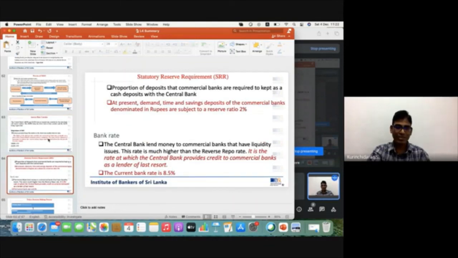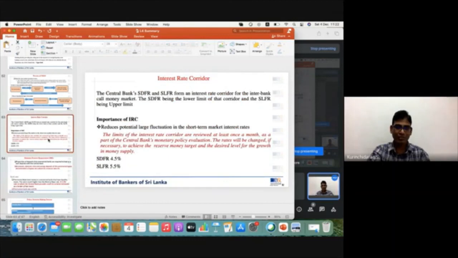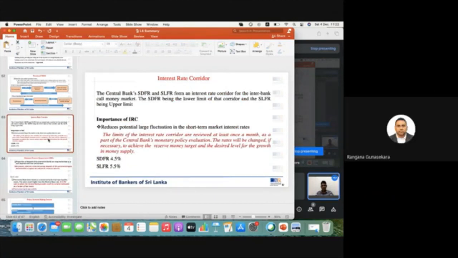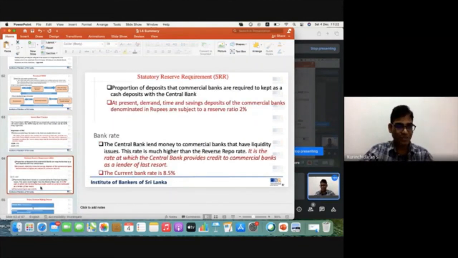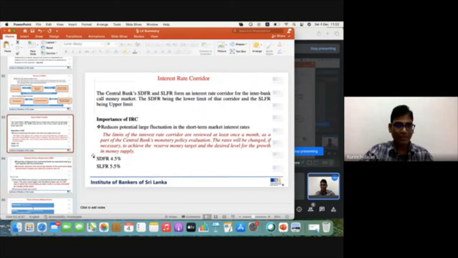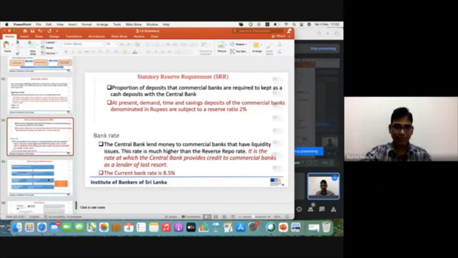Did I answer your question? If there's a further clarification needed, I can explain. This is the standard window, but this one is for crisis situations. Here, the SDFR and SLFR rates are for all the banks, if they want to make deposits or if they want to take a loan, that's for them. Let's see the next one.